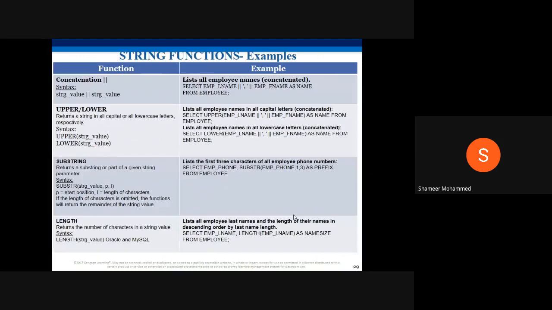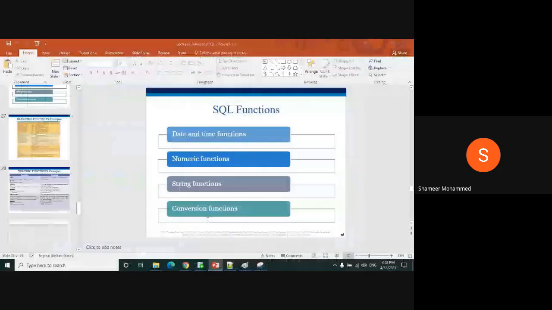Okay, similarly, we have string functions. I want to join first name and last name, so I will use this operator. These two lines are known as the pipe symbol. On the computer keyboard, there is a shift button. Above it, that button is called the pipe button. So press shift and press that button.